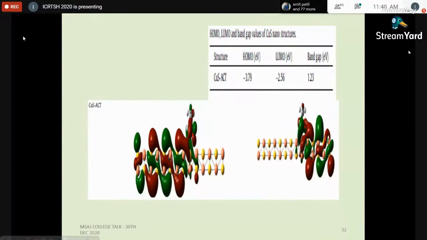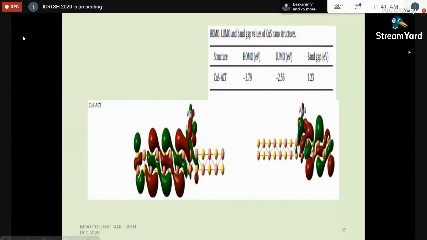Yeah, we are getting this HOMO-LUMO band gap using this software. It's 1.23, as the highest occupied system and lowest unoccupied system. Next slide, please.